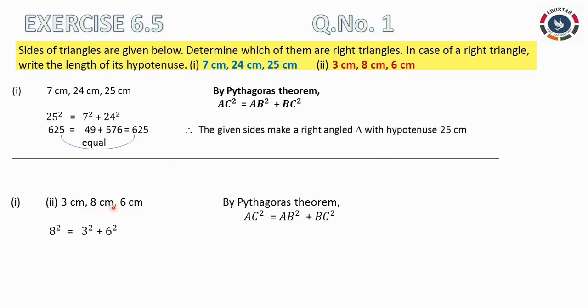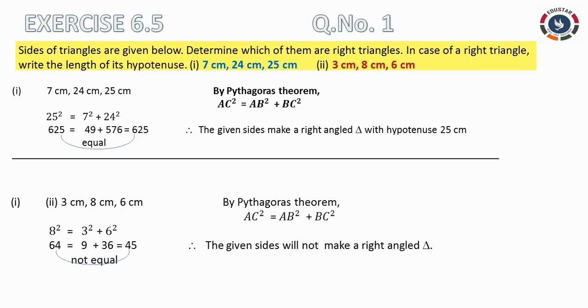And now, second subdivision. 3 centimeter, 8 centimeter, 6 centimeter. Out of 3 values, which is our highest value? 8. Consider this as the hypotenuse. So, apply the Pythagoras theorem. What is 8 square? 64. What is 3 square? 9. 6 square? 36. Add those two. We will get 45. Are they equal? No. So, they are not equal. Obviously, the given sides will not make a right angled triangle. Can you understand? So, like this, will you do the third subdivision and fourth subdivision in your homework notebook?